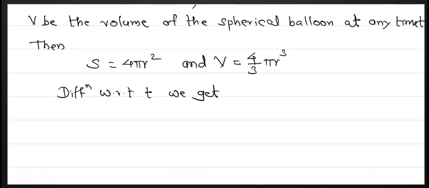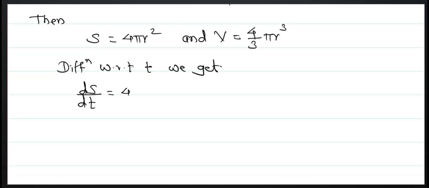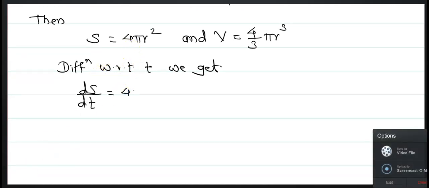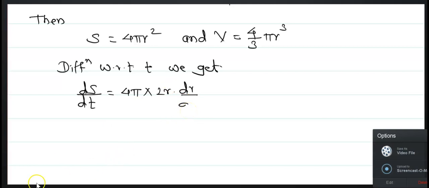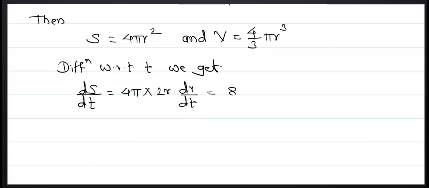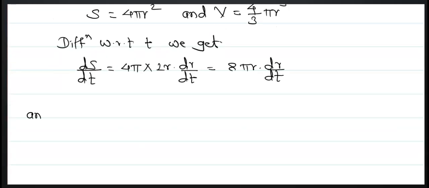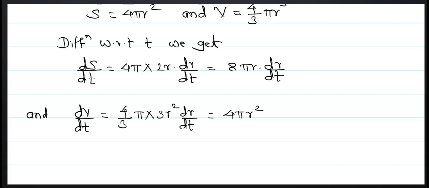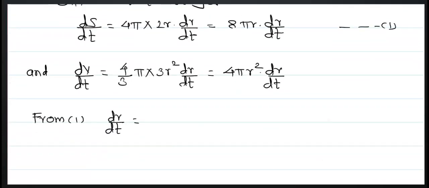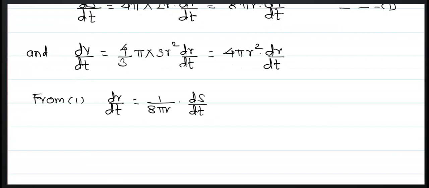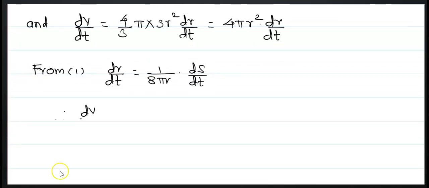Differentiate this with respect to t, we get dS upon dt is equal to 4 pi into 2r into dr upon dt, that is 8 pi r into dr upon dt. dV upon dt is 4 upon 3 pi into 3r square into dr upon dt, that is 4 pi r square into dr upon dt. From 1, dr upon dt is 1 upon 8 pi r into dS upon dt.